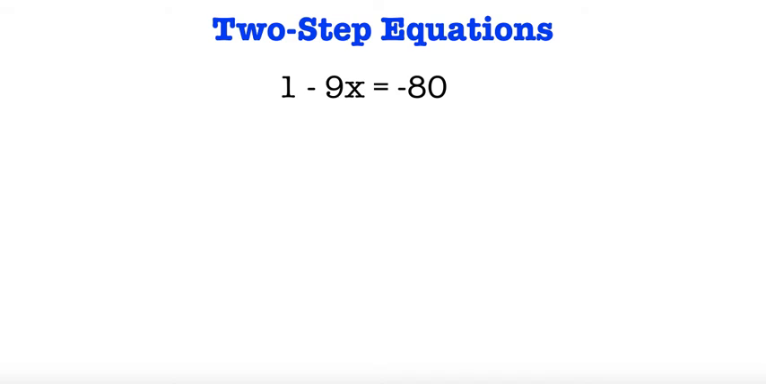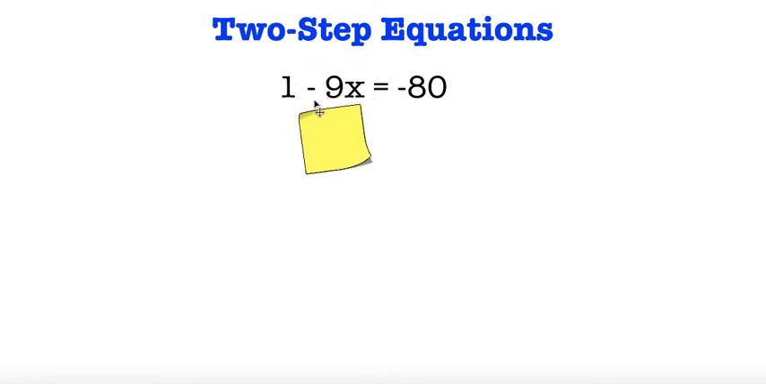So here in this problem, I have 1 minus 9x is equal to negative 80. So in this case, again, I want to get the x by itself. We want to isolate our x value. So I'm going to do the same thing as before. I'm going to cover up that 9x. So I just have 1 here since I covered up my negative 9x.